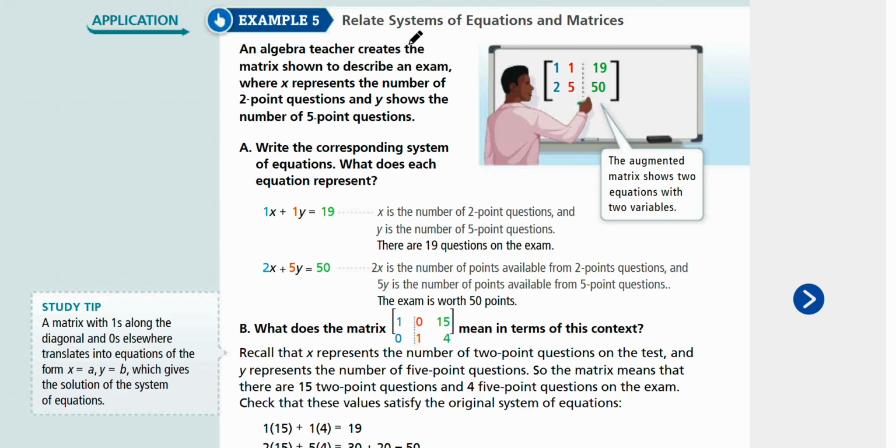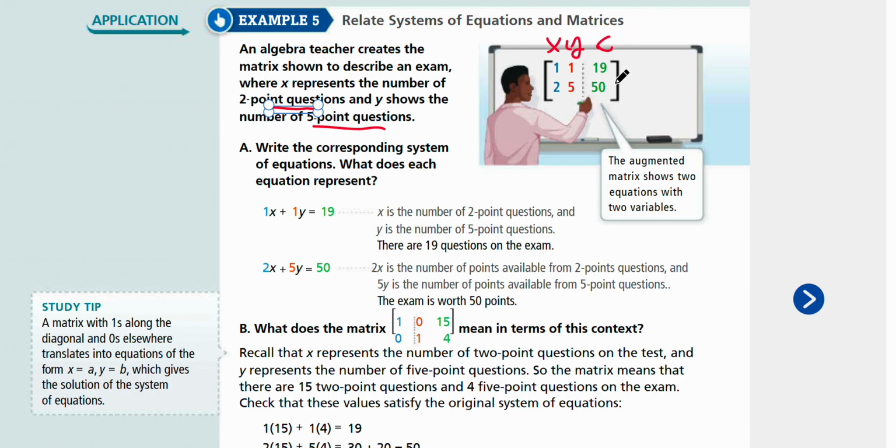So, in context, we see two different things, right? Where x represents the number of 2-point questions, y represents the number of 5-point questions. So if x is 1, that means we have 1 2-point question. If y is 1, we have 1 5-point question, right? So they're representing the numbers. And then we want to write them in equations, looking at the matrices. The augmented matrix shows two equations with two variables. So usually this is the x and that's the y variable, and then that's equal to a constant.